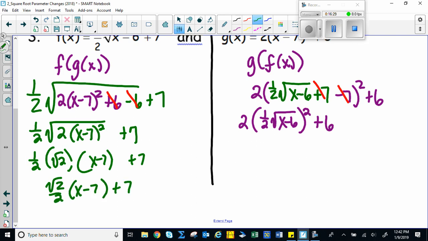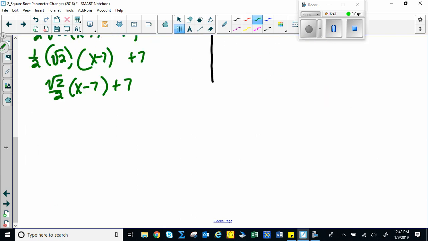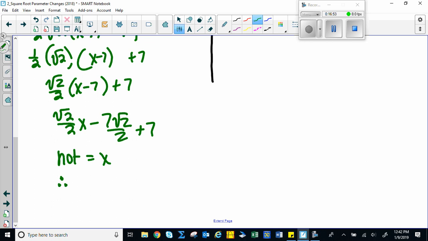Does it look like I'm going to get to x? I'm not going to get to x. These guys are not inverses. All right, you need to do as much as you can do, though. So if I simplify this a little further, I have radical 2 over 2 x minus 7 radical 2 over 2 plus 7, not equal to x, therefore not an inverse.